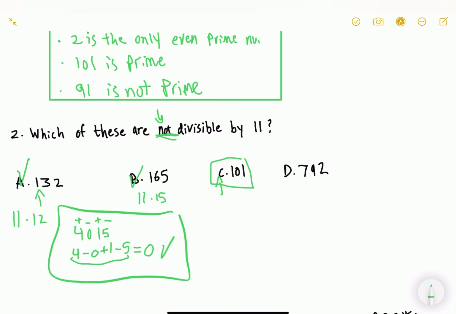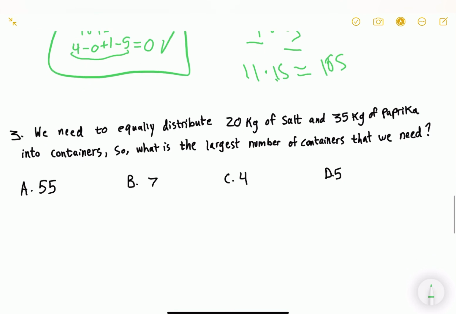So 792. We know that if we multiply 11 times 72, it's going to give us 792. Why? Because I feel like, I don't know if I told you guys this trick, but let's say 165. All we have to do is grab this and this, and then do it by 11, and then try it out. This is going to equal 165. Same thing. You're going to grab this, and then you're going to multiply it. Okay. Let's move on to question number 3.